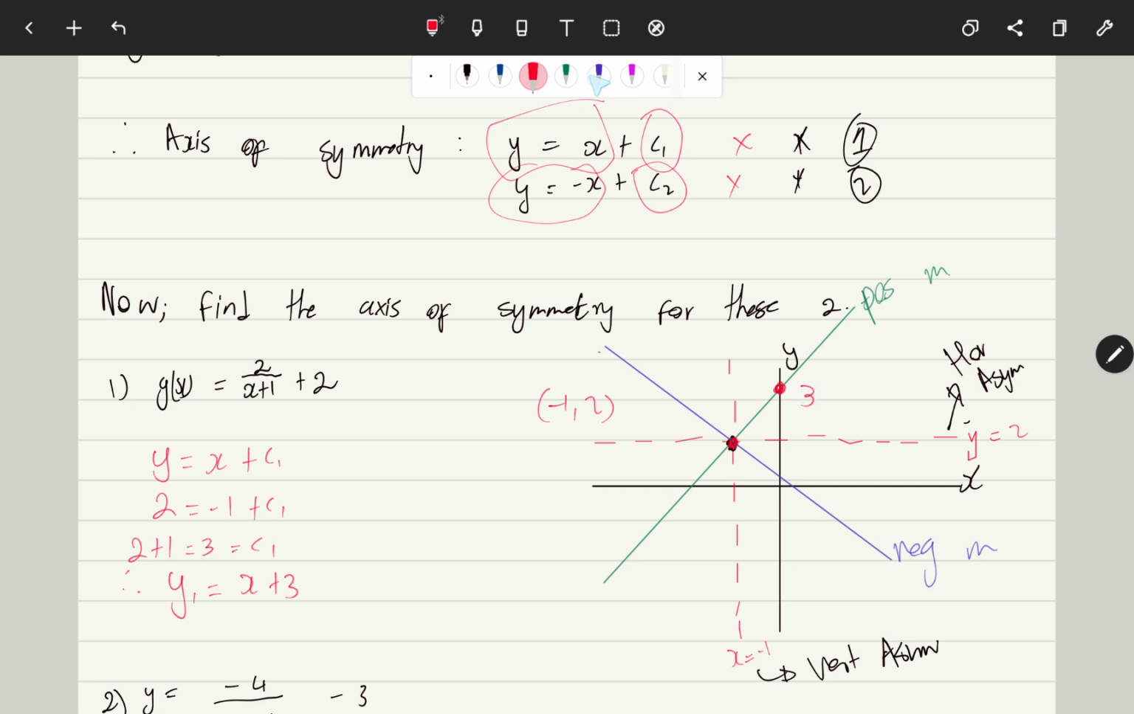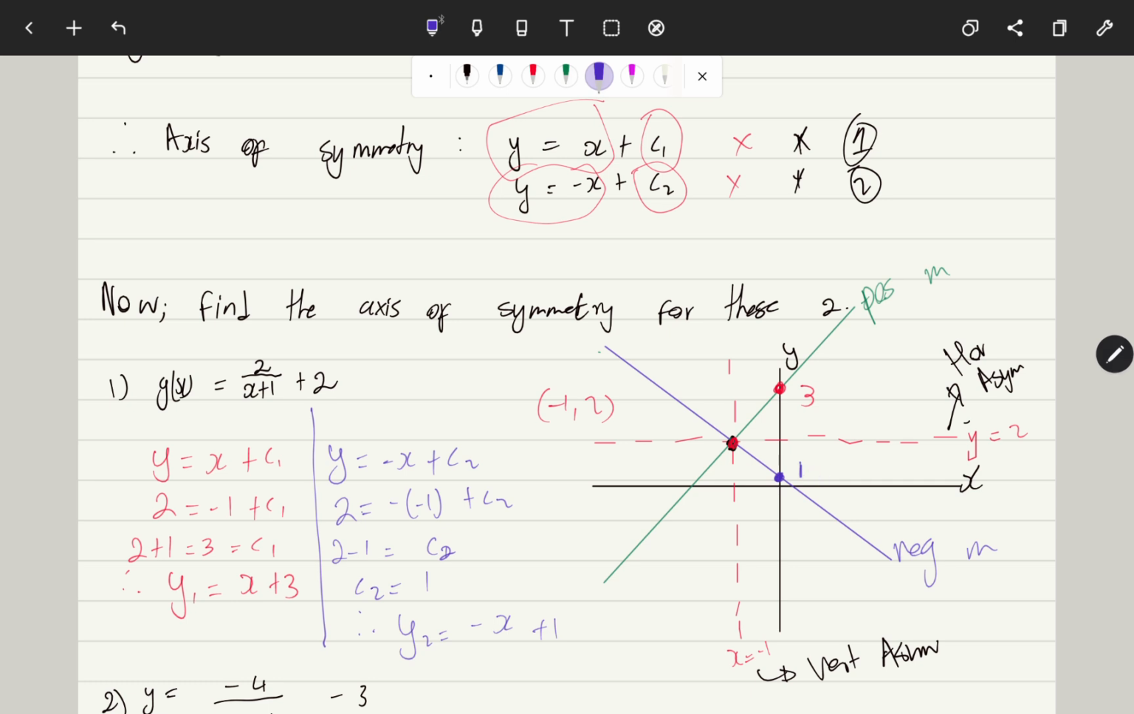And then a different color. Now for the second one, you would say y equals negative x plus c2. Substitute the same point: 2 equals minus into minus 1 plus c2, then minus the minus is positive, so you have 2 minus 1 equals c2, c2 being equal to 1, and therefore y2 equals minus x plus 1. Saying that the point here is 1.